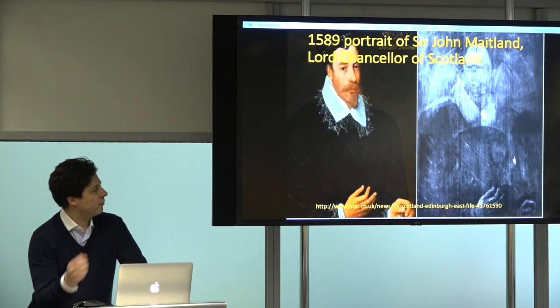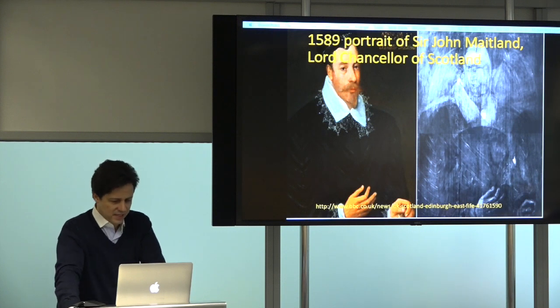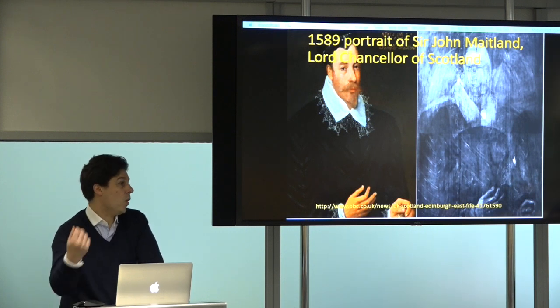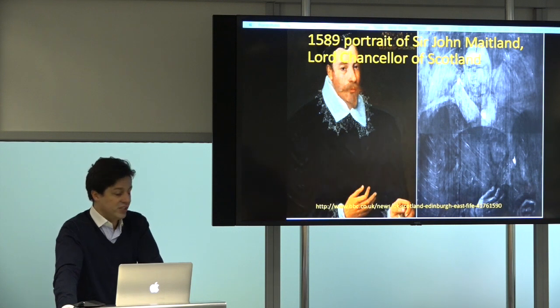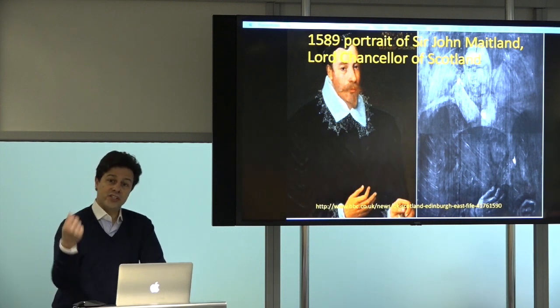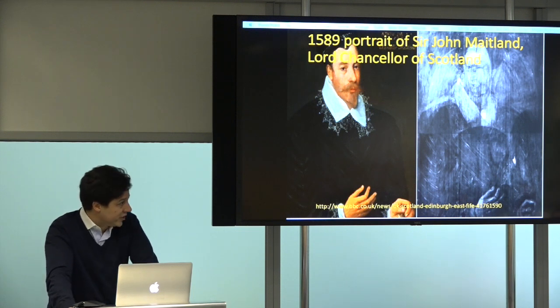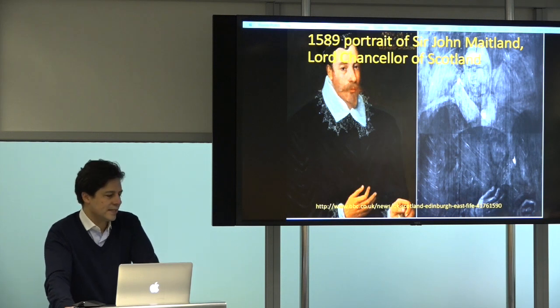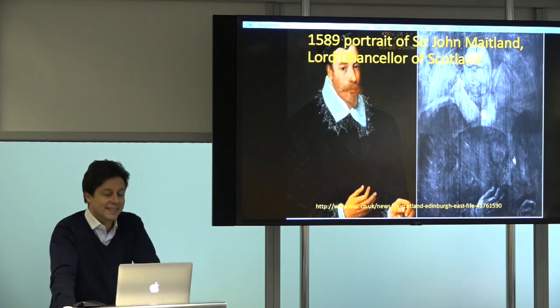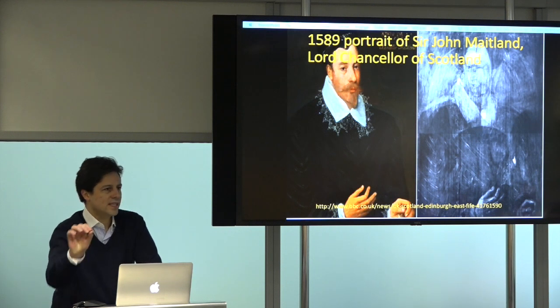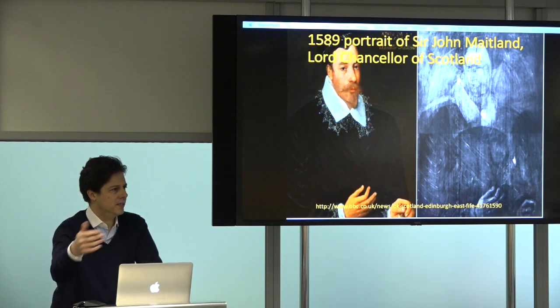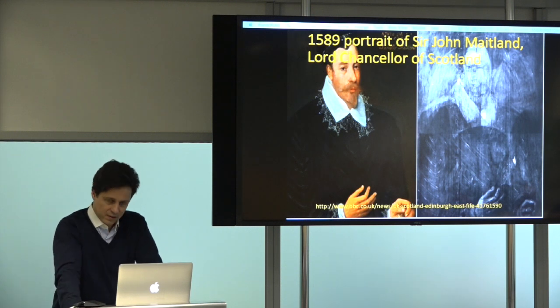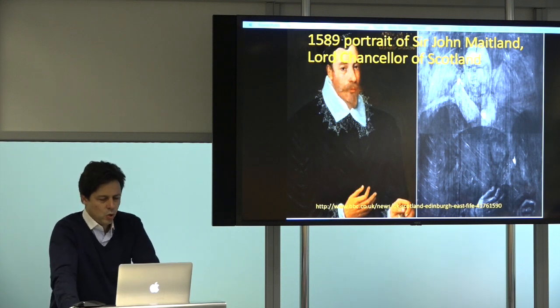Right, and the fact that paintings hide various secrets captures the public imagination, and can attest to the creation history and the restoration history of a painting, as has often appeared in the news, as in the case, for example, of this 1589 portrait of Sir John Maitland, the Lord Chancellor of Scotland. So this appeared a couple of months ago in the BBC and various other media worldwide.